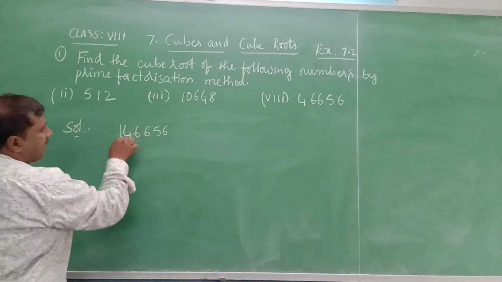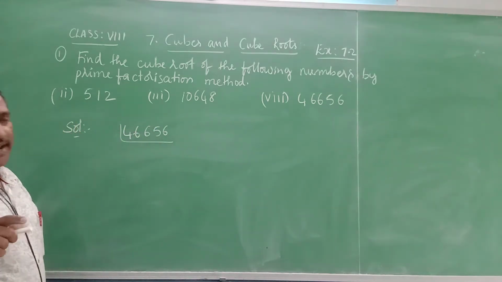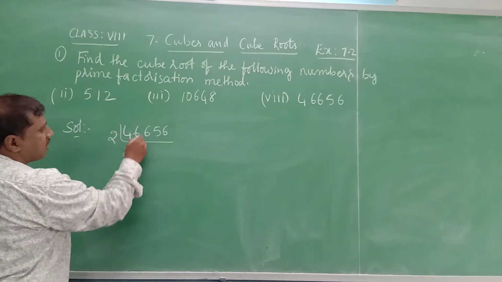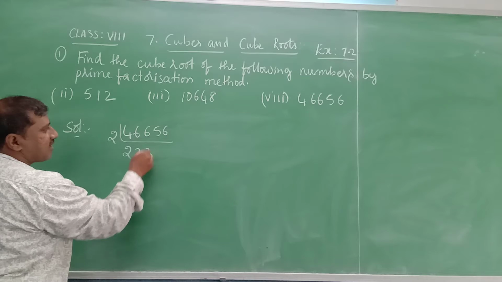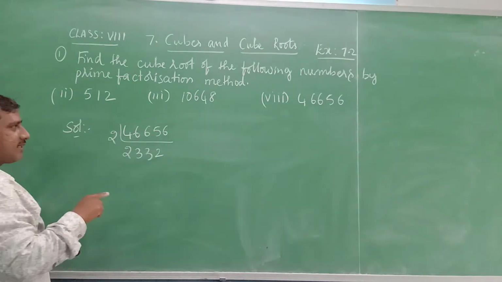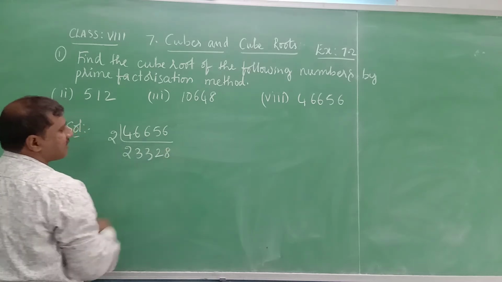46,656 is an even number and it is divisible by 2. So divide by 2. 2 2s are 4. 2 3s are 6. 2 3s are 6. 2 2s are 4. 5 minus 4, 1. Bring down 6, 16. 2 8s are 16.